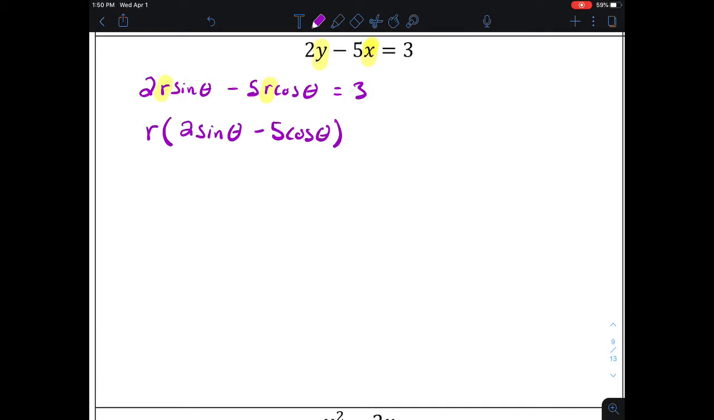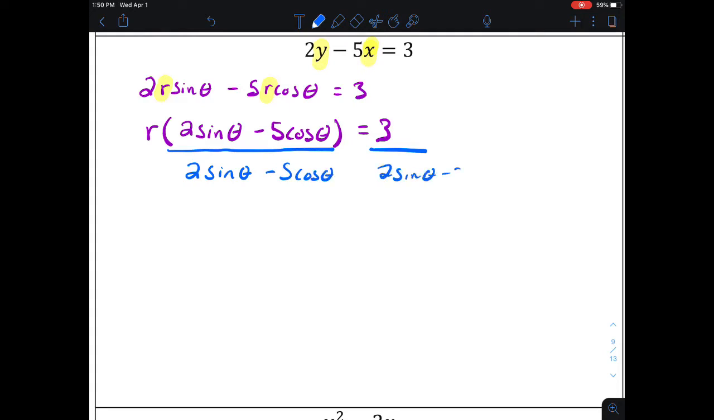And here, I could get this one to be r equals if I divided both sides by 2 times sine of theta minus 5 cosine of theta. Which would give me an answer for my polar form to be r equals 3 divided by 2 sine of theta minus 5 times cosine of theta.